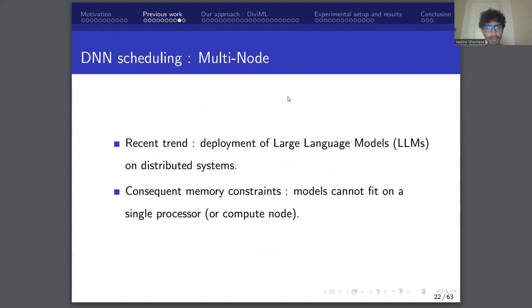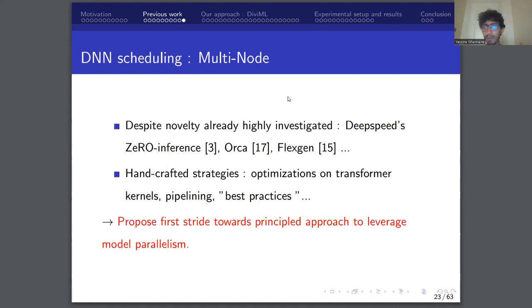I would also like to mention another line of work that exists for DNN scheduling, which is the deployment of large language models on distributed systems, and more generally, large models. These suffer from consequent memory constraints. The model cannot fit on a single processor anymore, or even a single compute node.